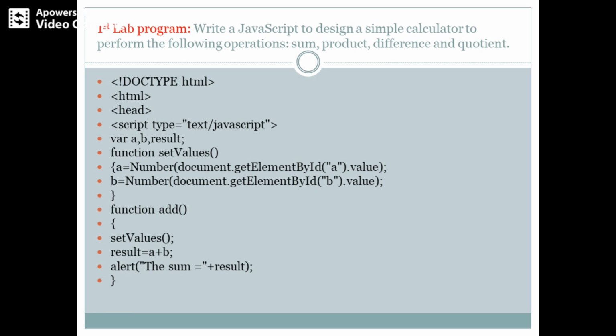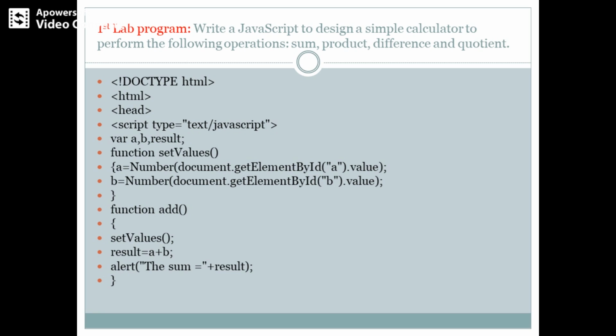So how we define the add function is, we first take the input given in the text box, that is, we call the setValues function wherein it converts into numbers, and then the result is computed explicitly. Result equals a plus b. This is how we calculate the sum, and then give it as an alert box, an alert window.